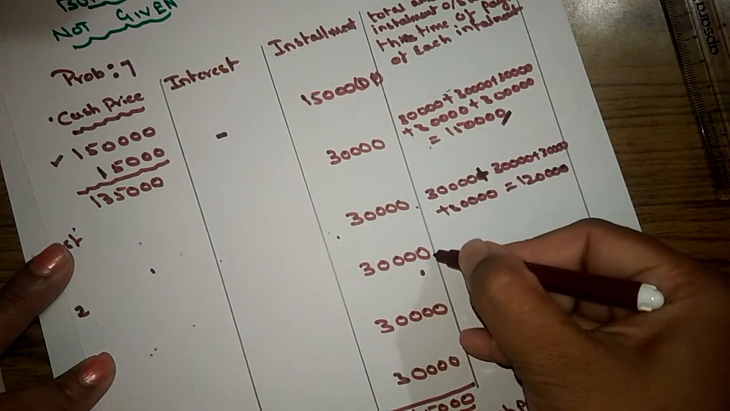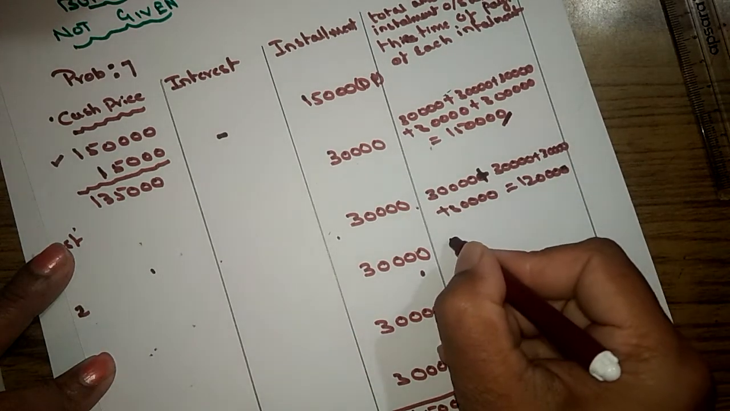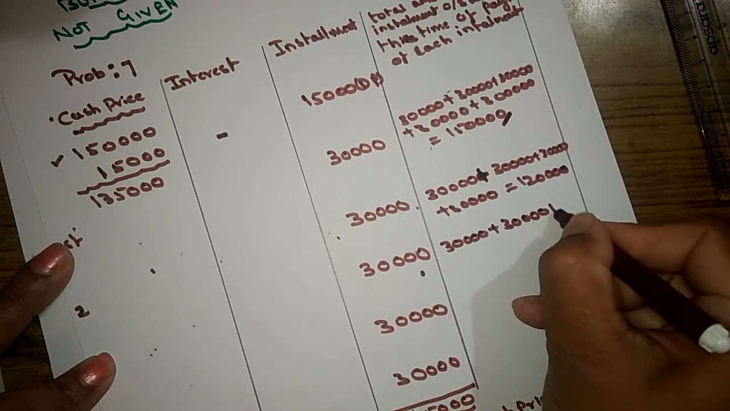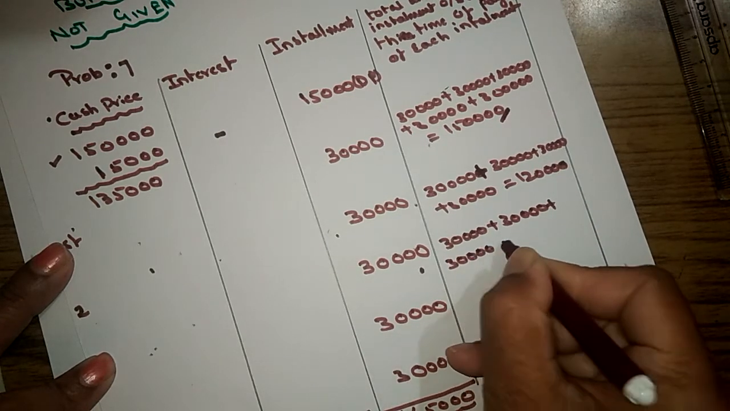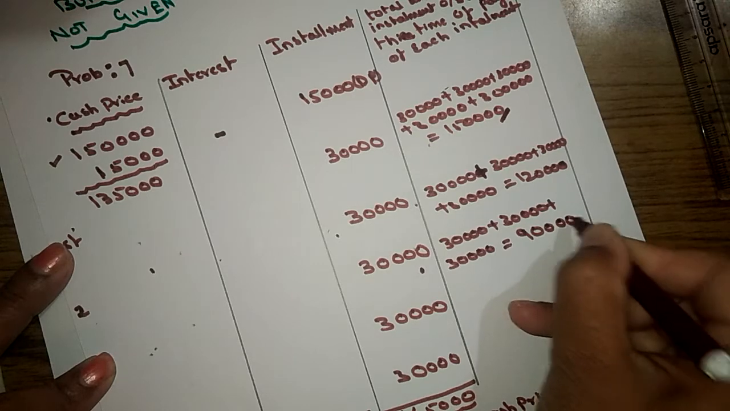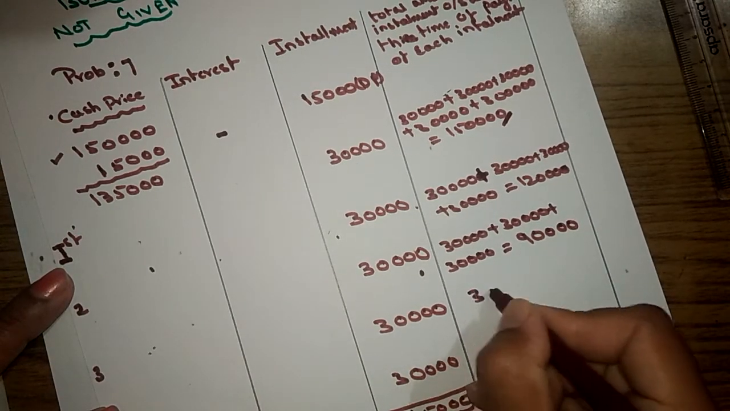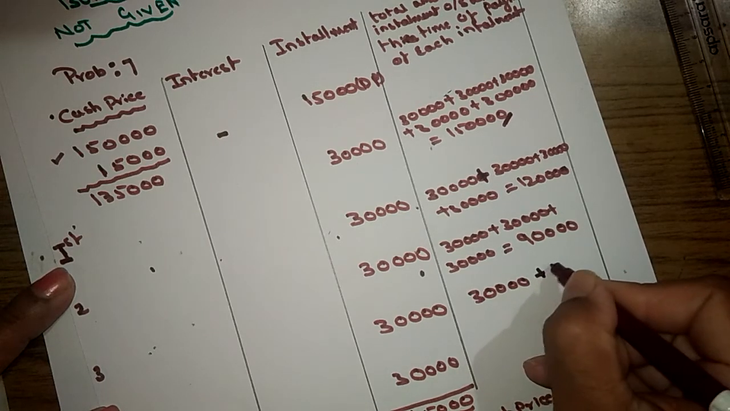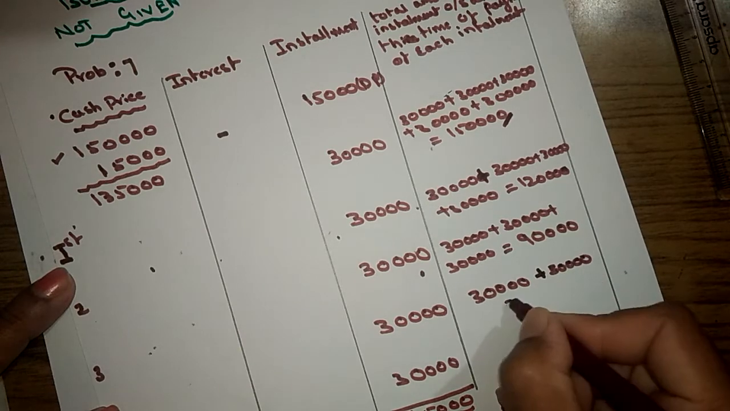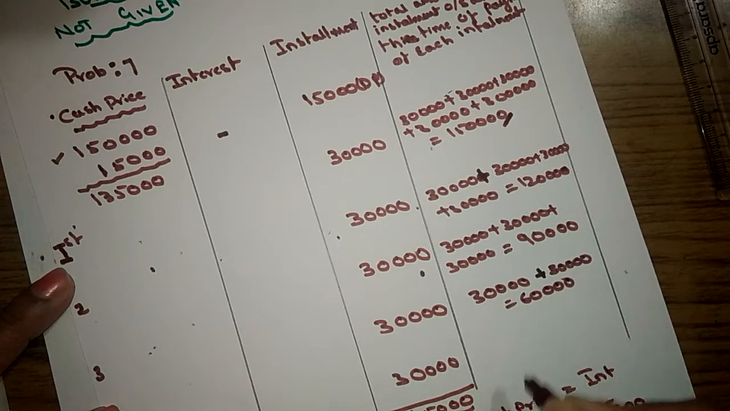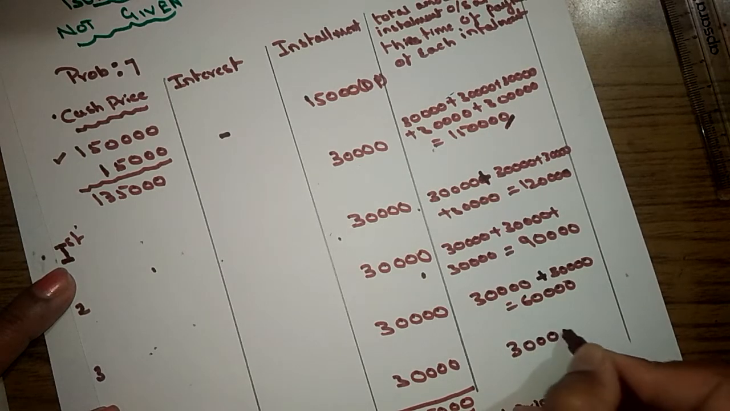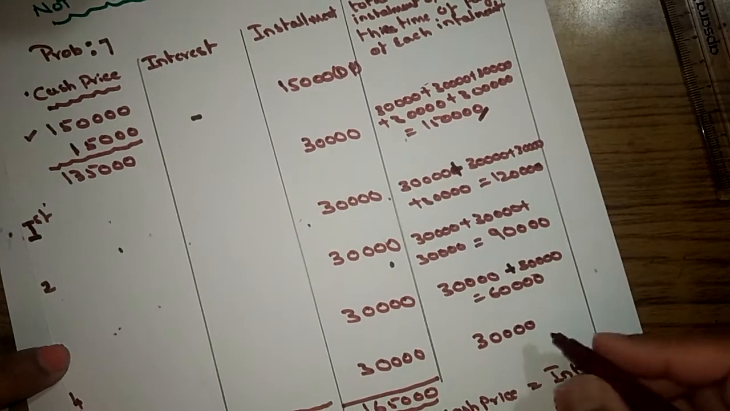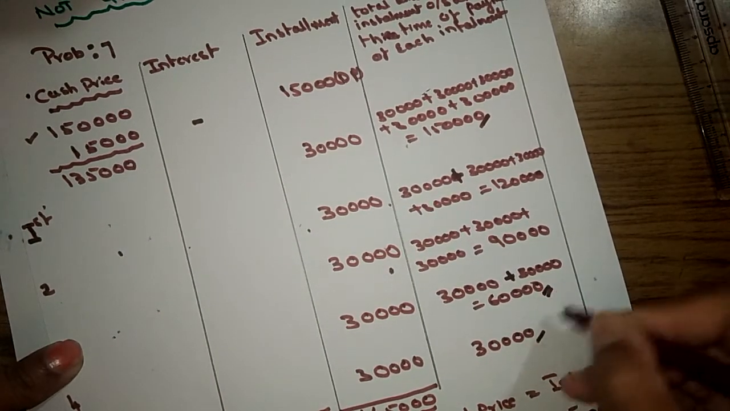At the third installment we have 90,000 outstanding. So 30,000 plus 30,000 plus 30,000. So it comes to 90,000. At the time of fourth installment we have 60,000, the total amount of installment outstanding. So it's 60,000. The last thing is 30,000, which is outstanding at the time of 5th installment. Hope you all got this.